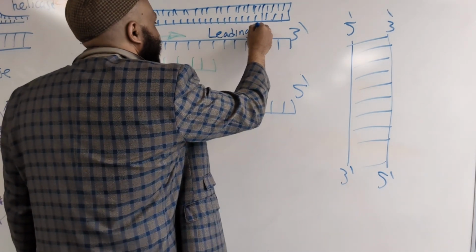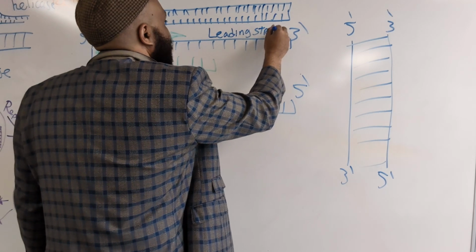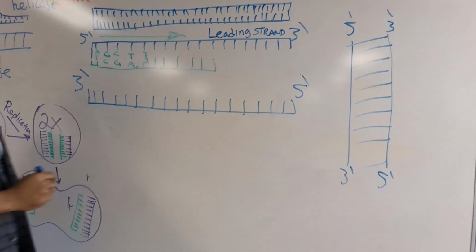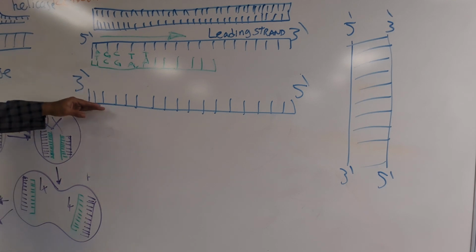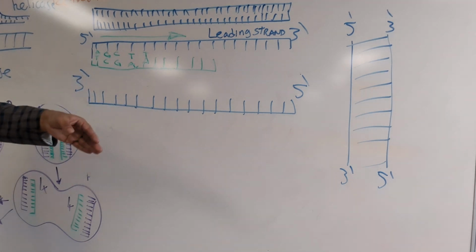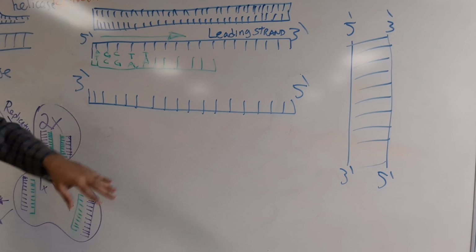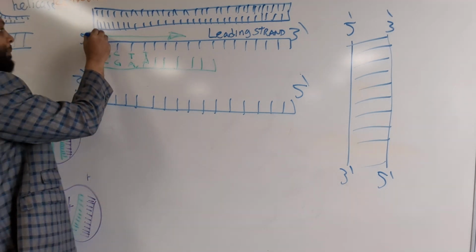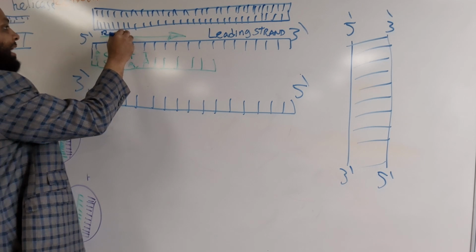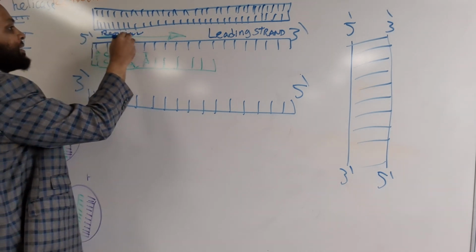That is the leading strand. But in the bottom, you know it's anti-parallel. It's two snakes, one head up, one tail bottom. If replication is happening, remember what the law says?